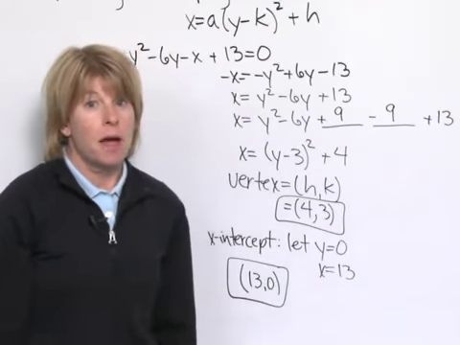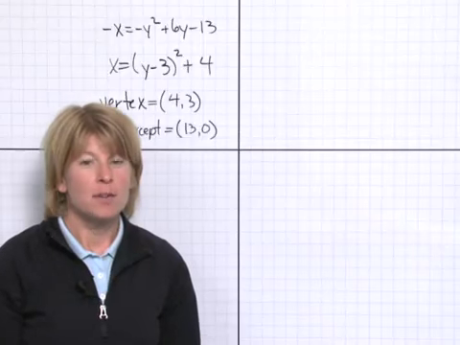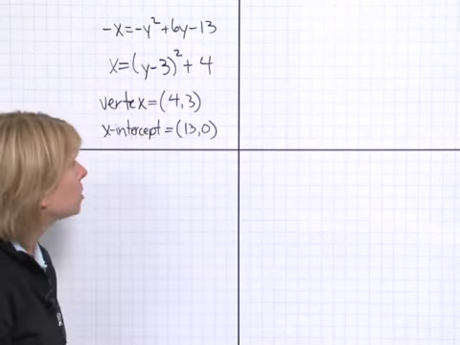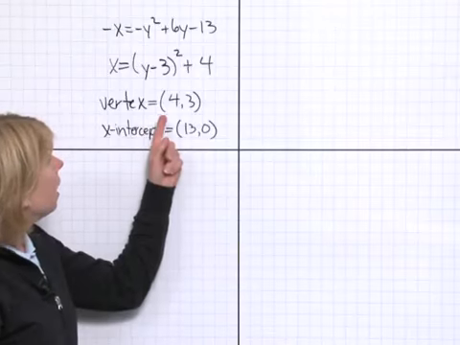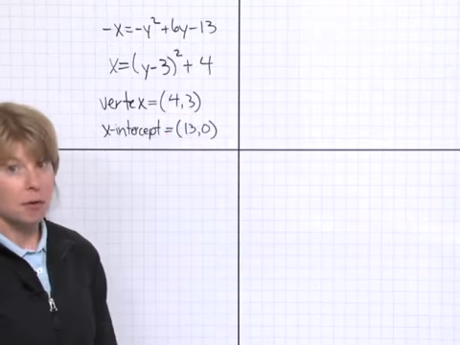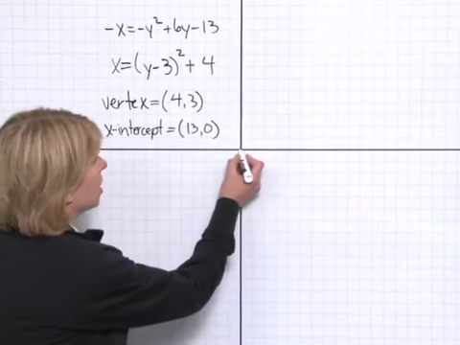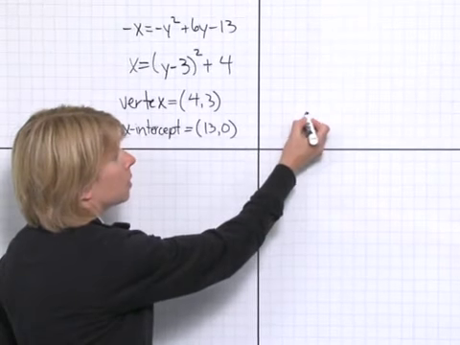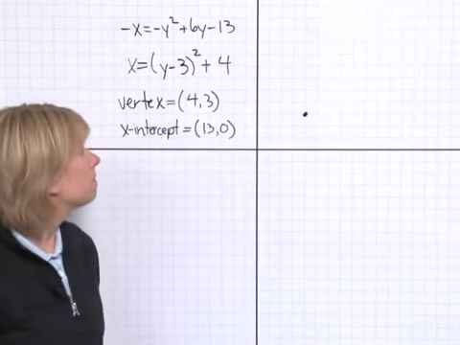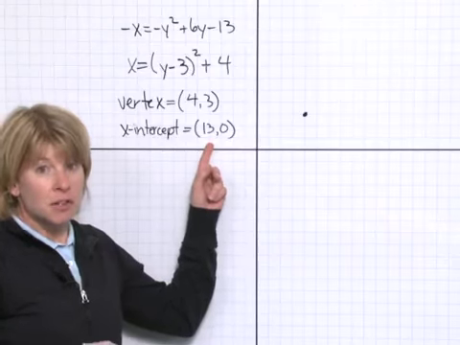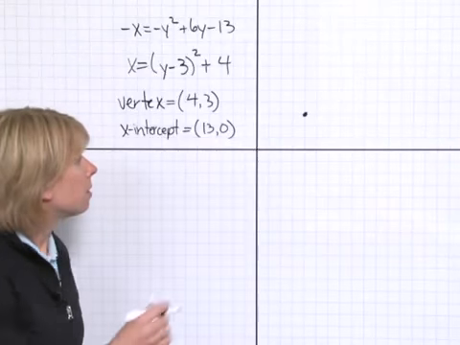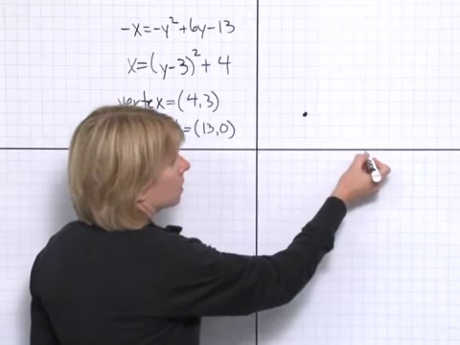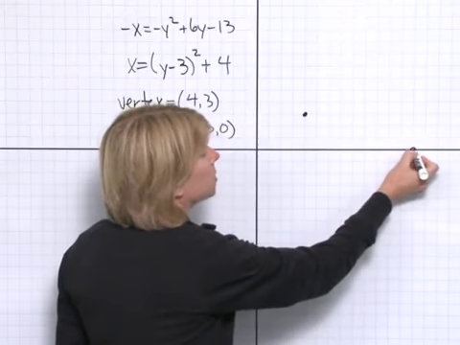Now we'll construct the graph. So we've found the vertex and the x-intercept of our parabola, and now we're going to graph it. Our vertex is at (4, 3). So starting at the origin, over 4 and up 3, we can mark our vertex. And we found our x-intercept to be at (13, 0), which is right here.